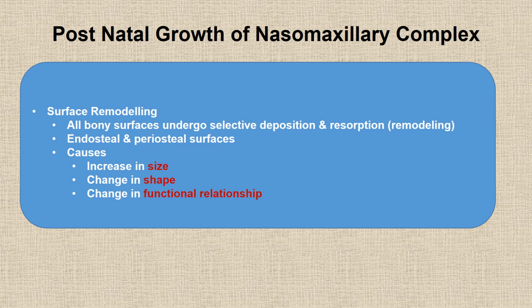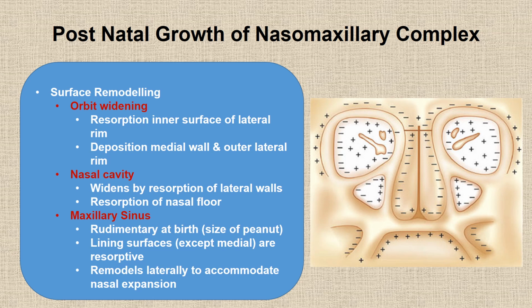Now, surface remodeling: all the bony surfaces of the maxilla undergo selective deposition and resorption, or remodeling. This occurs on both the endosteal and the periosteal surfaces, and this results in an increase in size, change in shape, and change in functional relationships of the maxillary complex. Okay, now surface remodeling.